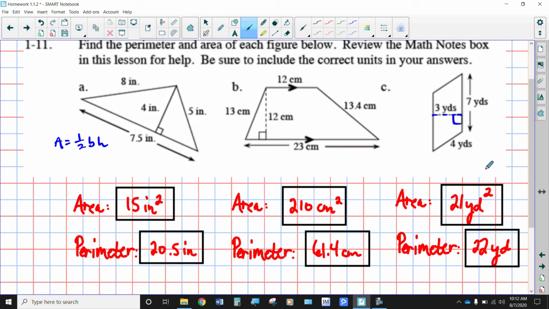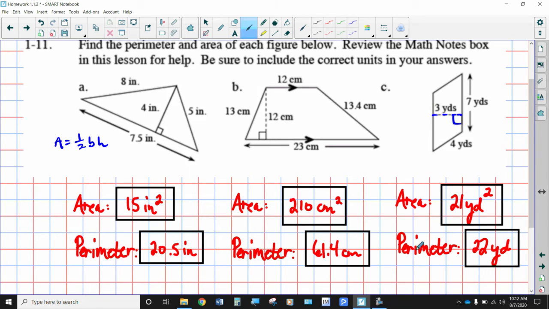So it doesn't matter that this trapezoid has, no, it's not a trapezoid, this parallelogram has been rotated 90 degrees. This is considered the base and this is considered the height. Those are the two measures, I should say, that are perpendicular to each other.